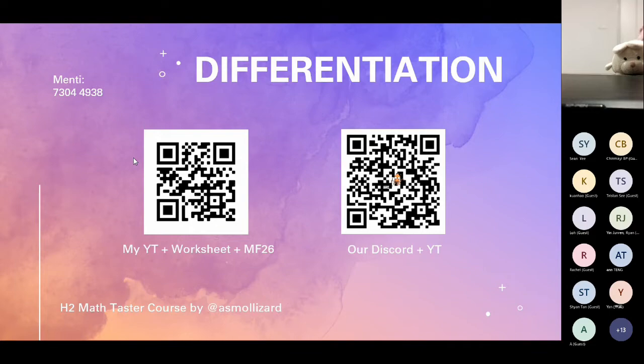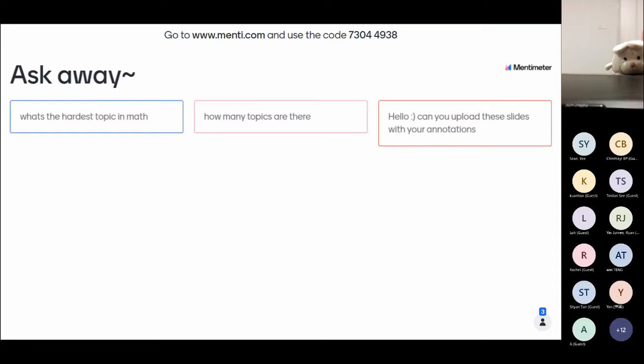But really, vectors is actually farmable in the sense that vector questions tend to have a lot of parts that are very guided. So you can kind of get some score here and there. All right, I realize I didn't share my screen yet. Give me a moment. Hardest topic in math, again, vectors.